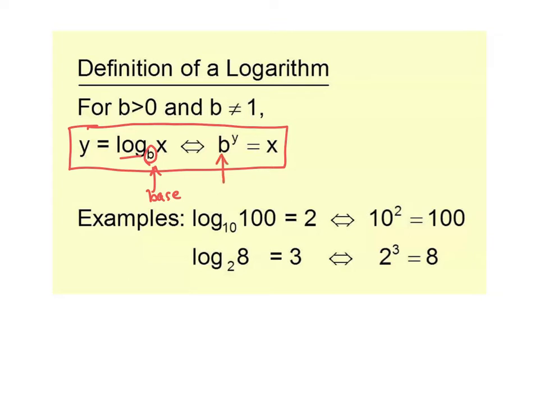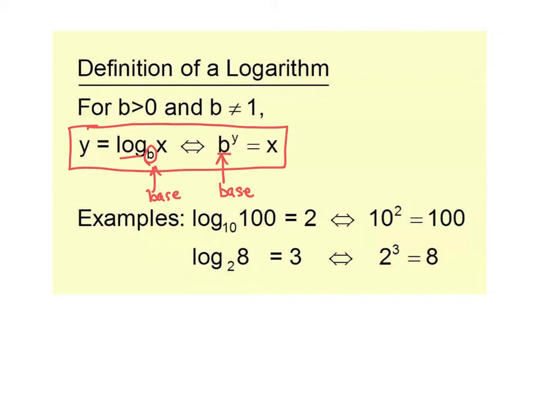Now I'm going to use terminology here. When we have something that goes to a power, this is the base. So notice this. The base b on the right is going to a y power. The base b on the left is that small number that is the base of a logarithmic function.